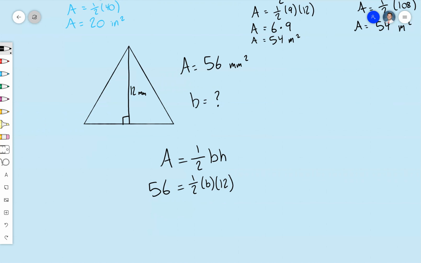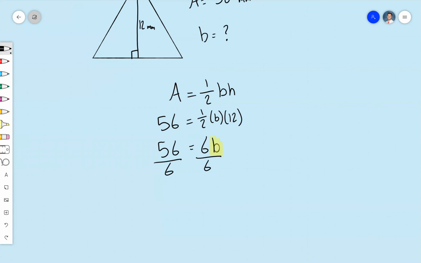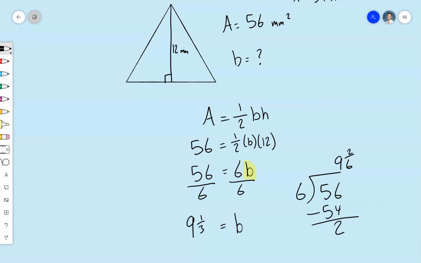Again, I could multiply 1/2 and 12, and I would get 56 is equal to 6 times b. And I want to isolate b because I want to know what my base is. So I can divide by 6 on both sides to solve for b. So b will be equal to 56 divided by 6. We would get 9 2/6, which we could simplify to 9 1/3 millimeters.